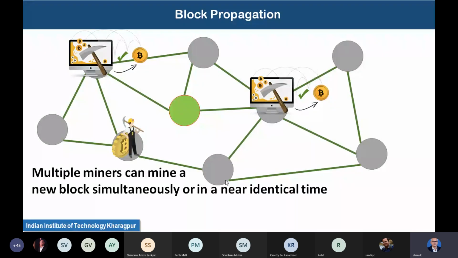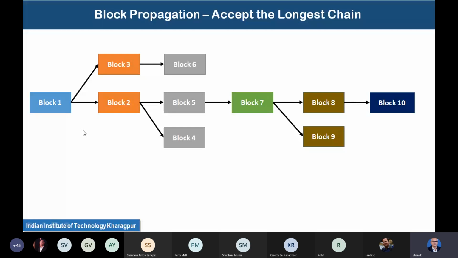And if there is a tie, there could be some tie breaking logic. There are certain ways of breaking the tie, and let's not worry about that. So that is also a possibility. But otherwise, based on the majority, a node will decide which one it treats as the next block, the child of block 1.